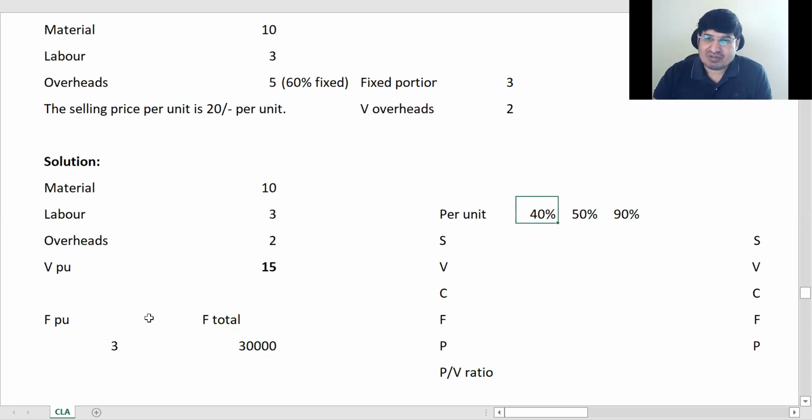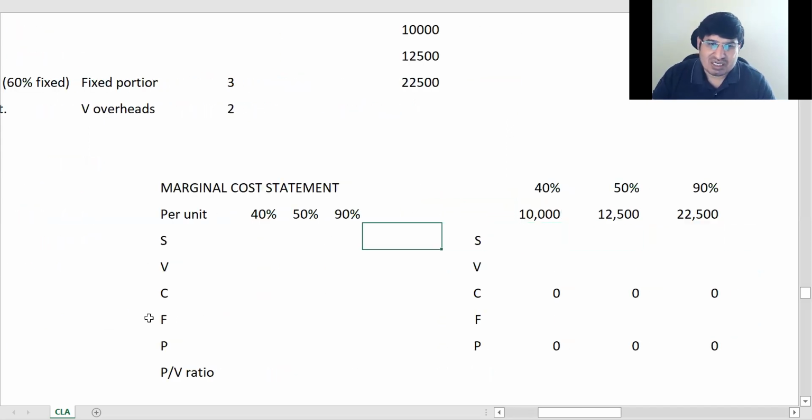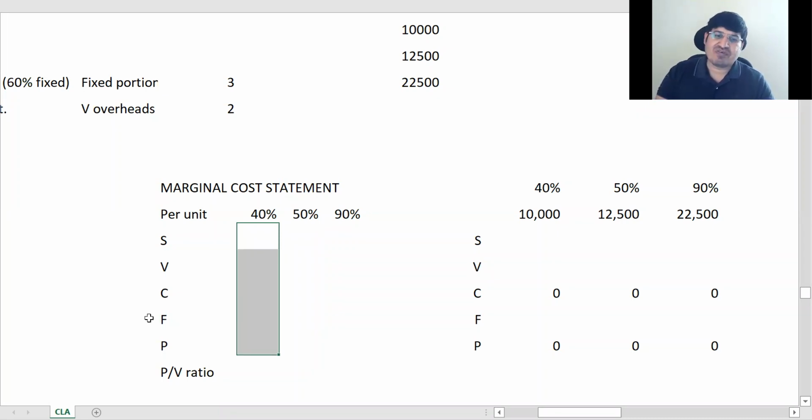Now I'm just making one marginal cost statement here. This is your marginal cost statement, right? So one I'm making for per unit. This one is for total. You can always make the same one. There will be one column for per unit and one column for total, like that. So there will be 6 columns in your marginal cost statement. That way also you can make, or if you are comfortable, you can separate per unit and total.